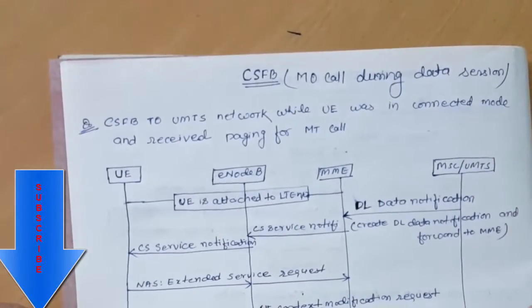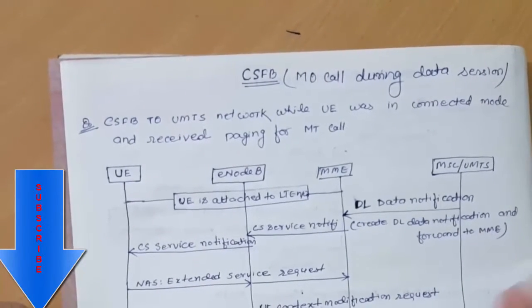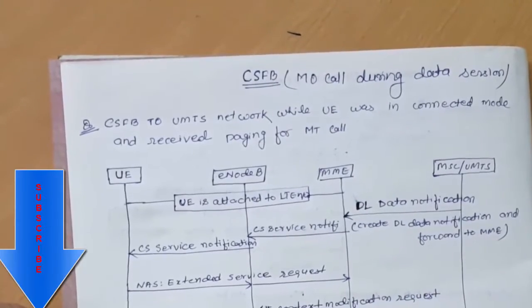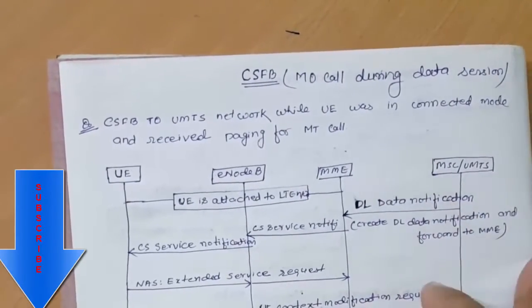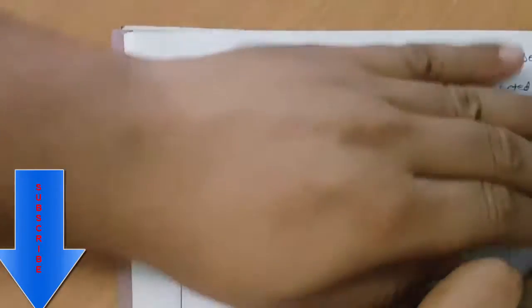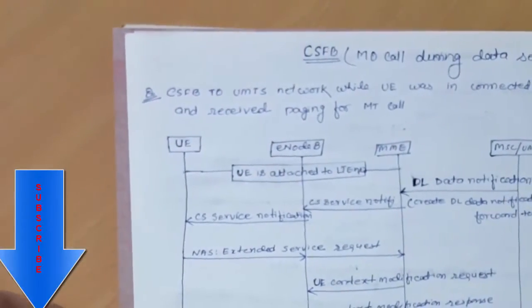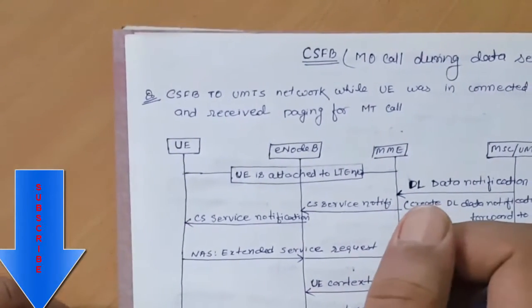When the UE is attached to the LTE network, a packet session is ongoing. At that time the UE is trying to do the MO call. So what happens at that time when the PS session or data session is ongoing? How will CS fallback happen?